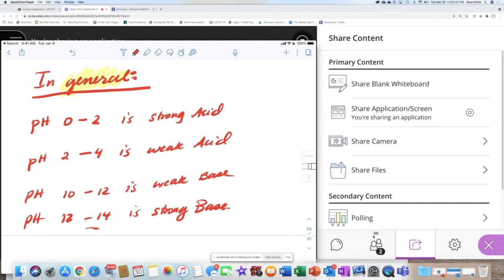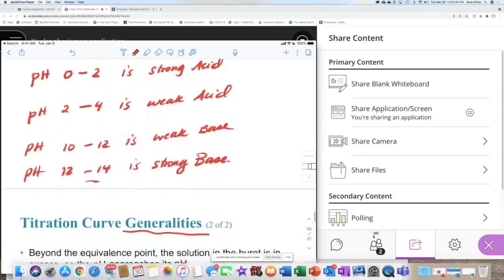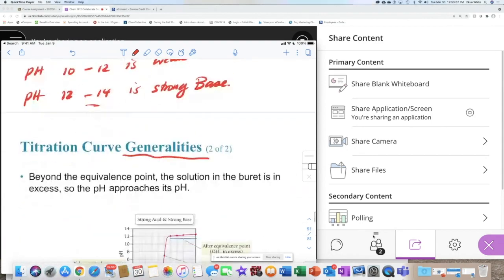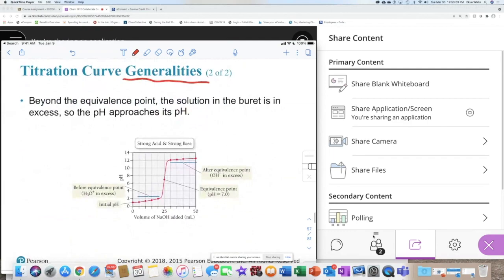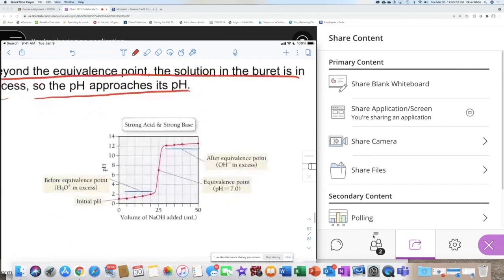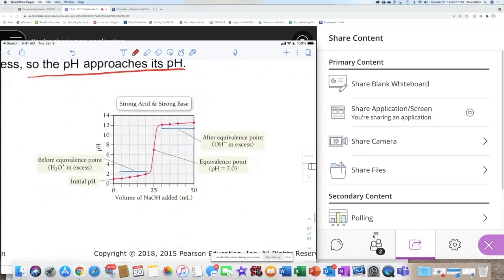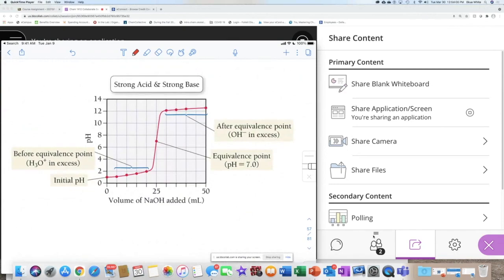Okay? But ultimately, it's all relative, right? When we're reading the graph, we read from left to right. You can't see me. I'm lifting my arm saying left to right. So even if you're not given the title of the graph, you want to be able to know what is titrating what. Beyond the equivalence point, the solution in the burette is in excess. So the pH approaches the solution's pH. For the most part, in the books, this is what we're learning in this book here.